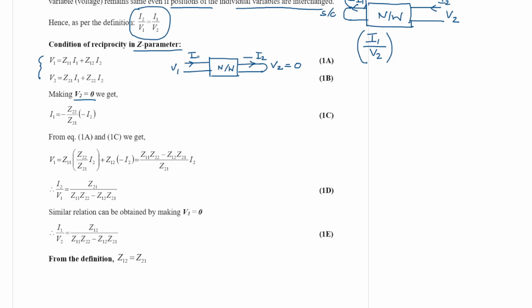And from the input side, as usual we are giving some voltage that injects some current I1. So if V2 is equal to 0, from equation 1b we can write I1 is equal to Z22 by Z21 into minus I2. So that is what we are getting from equation 1b.